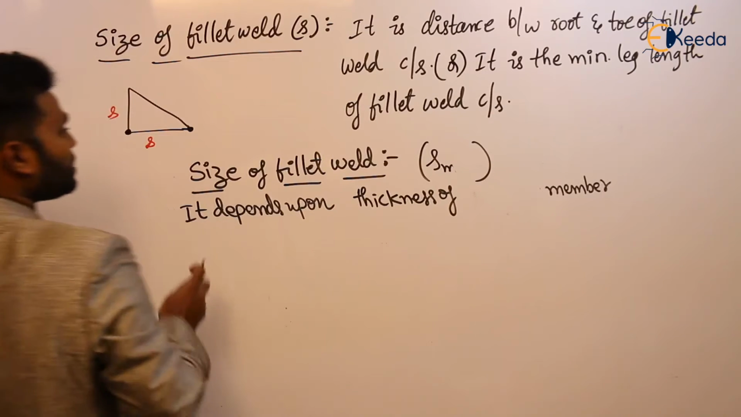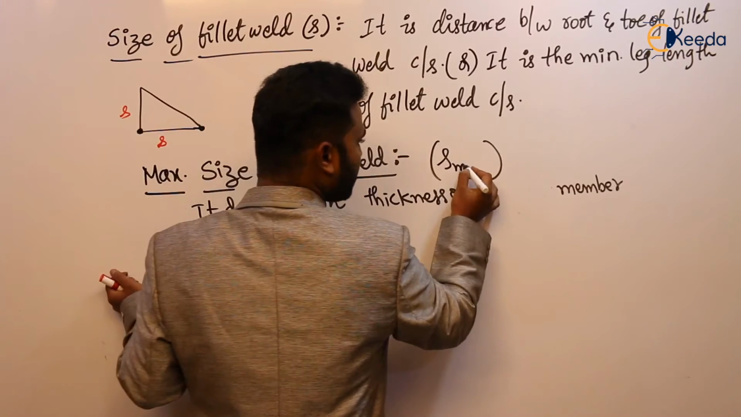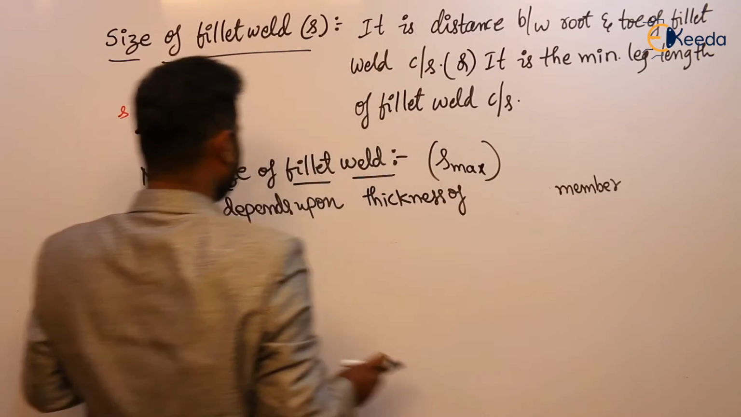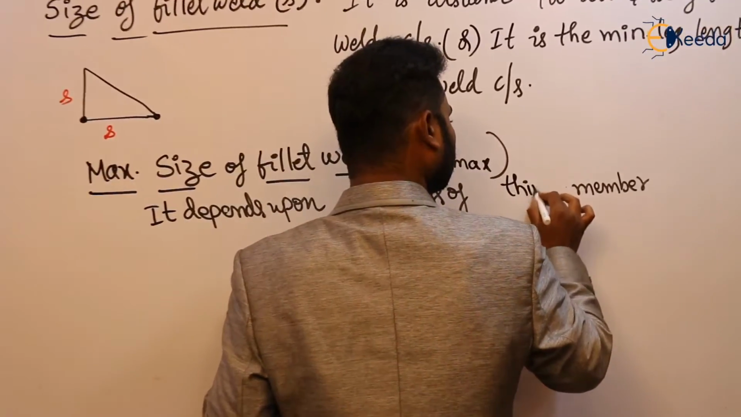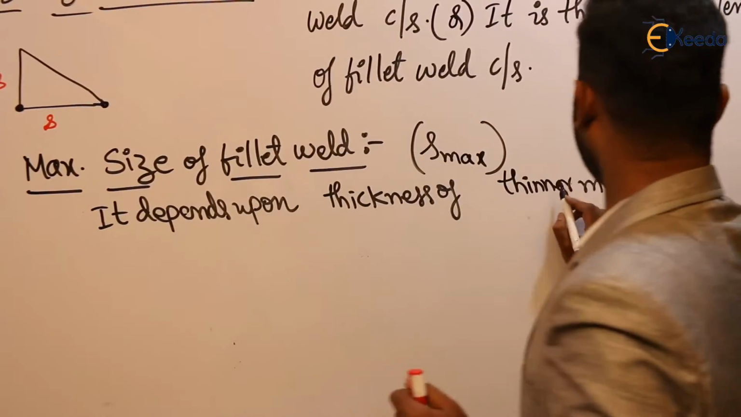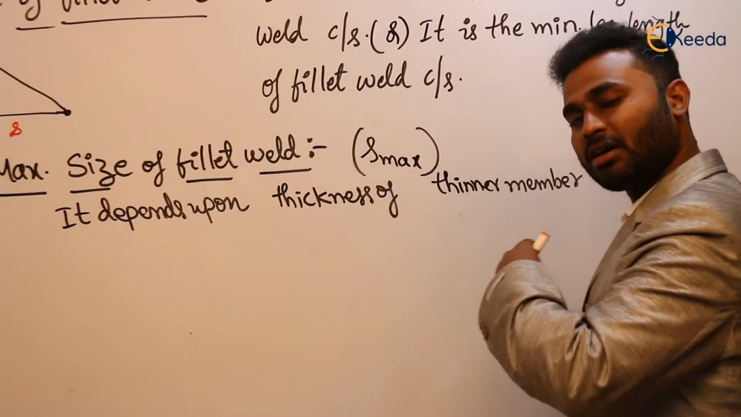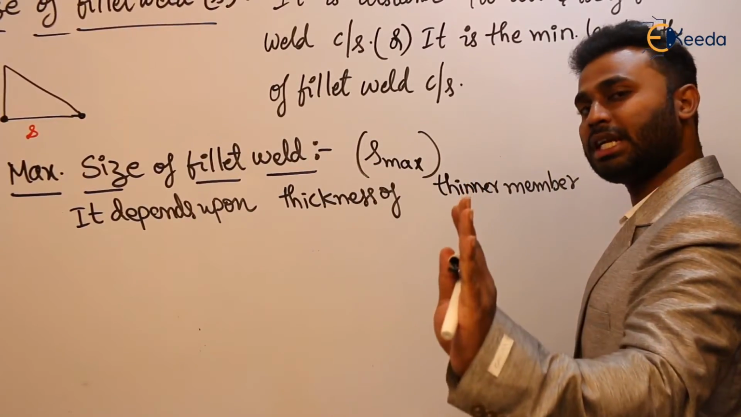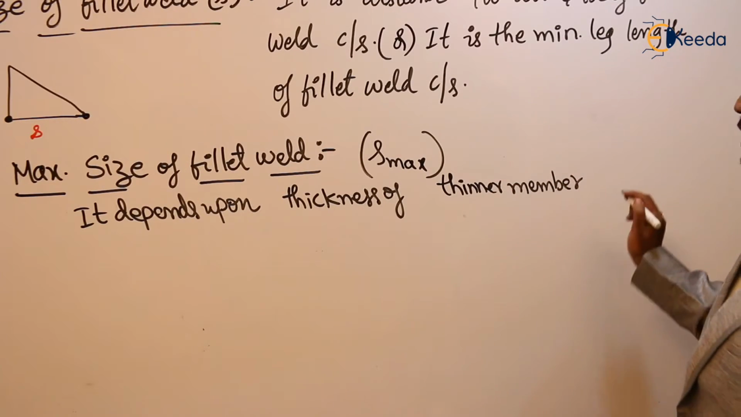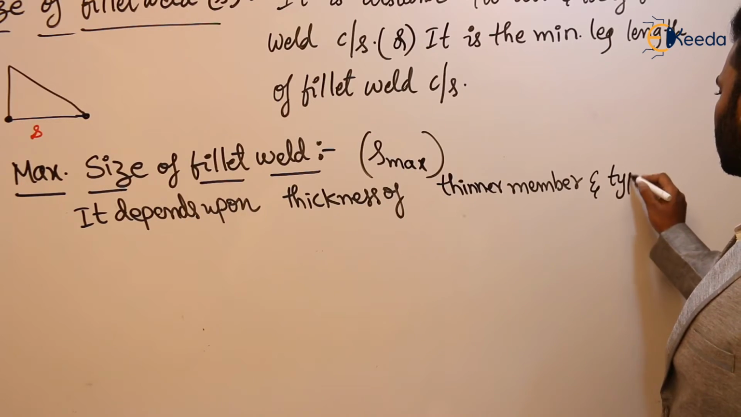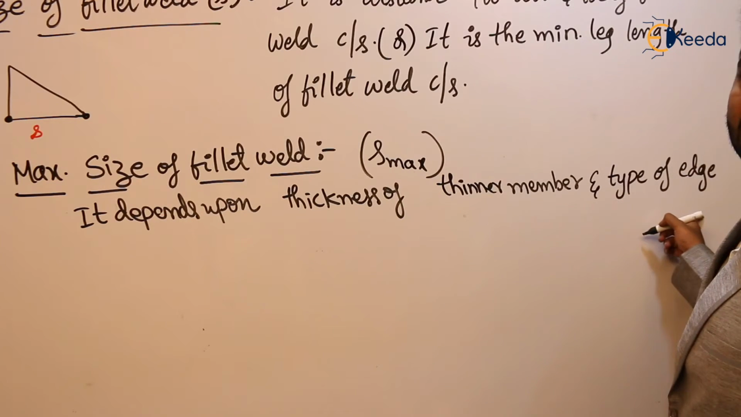The next is the maximum size of the fillet weld. We represent it with S max. Now it depends upon the thickness of the thinner member. As I said, except in the previous provision, in all the rest of the provisions, wherever we use T, T is nothing but the thinner member thickness. So it depends upon the thickness of the thinner member and the type of edges, the actual type of connecting edges.